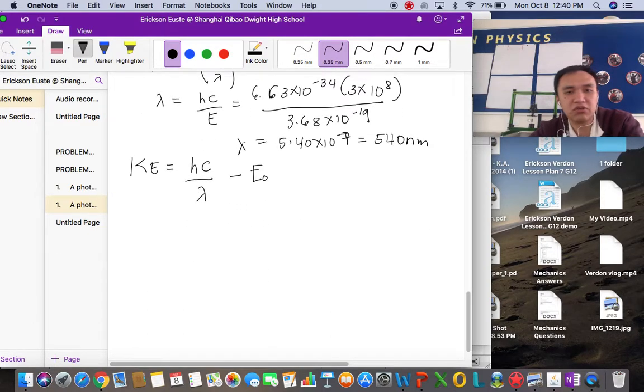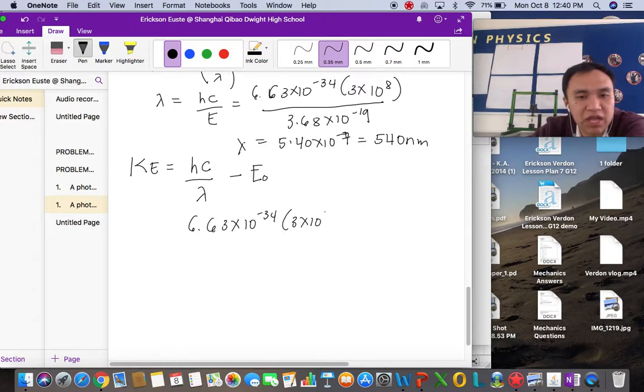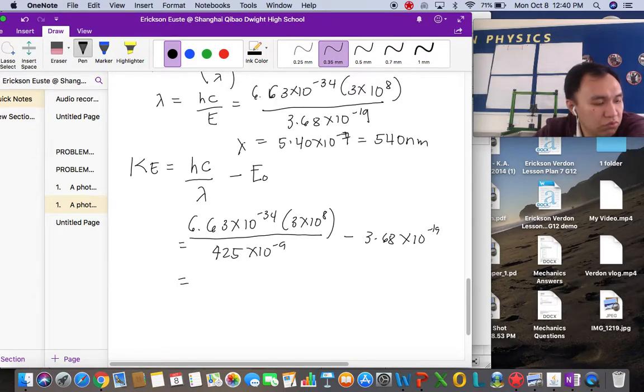So that means that you can have 6.63 times 10 to the negative 34 times 3 times 10 to the 8 meters per second all over the wavelength, which is equal to 425 times 10 to the negative 9, minus 3.68 times 10 to the negative 19. So the answer here will be equal to 9.97 times 10 to the negative 20 joules.